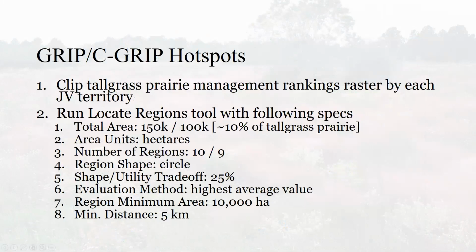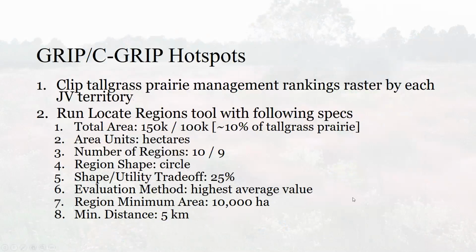Because it would be difficult to impossible for ARC to identify 10 hotspots of 10,000 hectares or more while totaling exactly 100,000 hectares, which is 10% of the tallgrass prairie extent for the Gulf Coast joint venture. So basically, in other words, we just went with a lower number of regions here to make our minimum area and total area requirements mesh. We also separated hotspots by at least 5 kilometers.